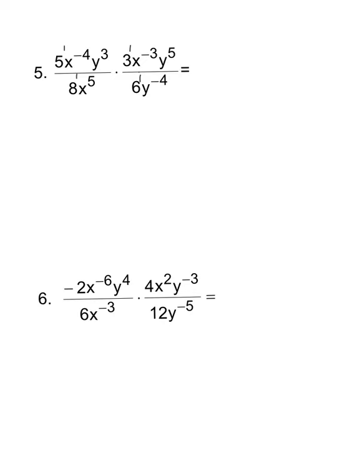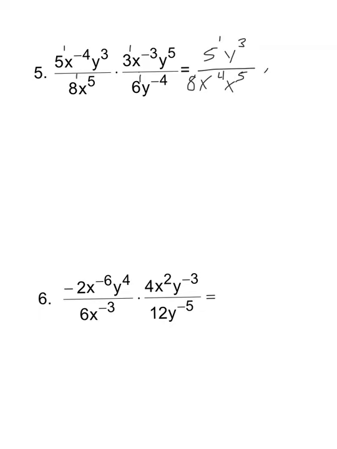Okay, now, when I go to move them, the 5 is already on top. It stays on top because it's a positive exponent of 1. If you want to put your 1 there, you put it there. Okay, that x to the negative 4 goes down, so it becomes a positive on the bottom. The y to the 3rd stays on top. On the bottom, I have an 8. I like to put my numbers in the front. It stays, and an x to the 5th.